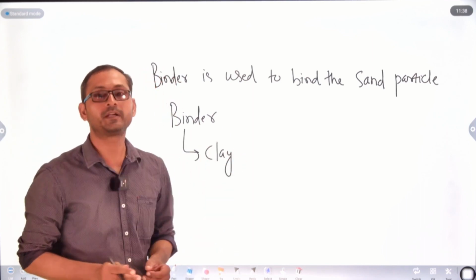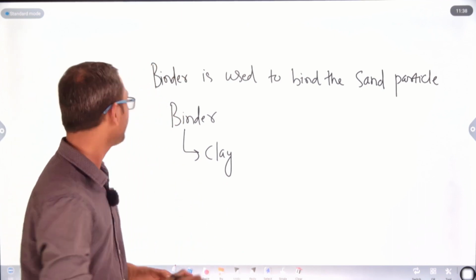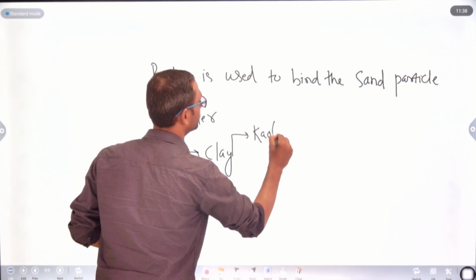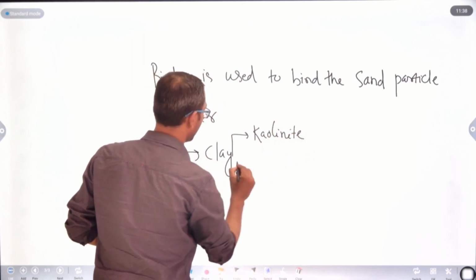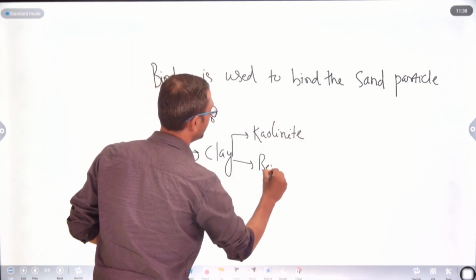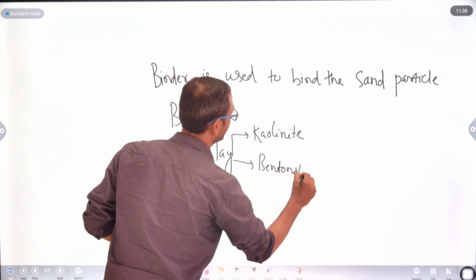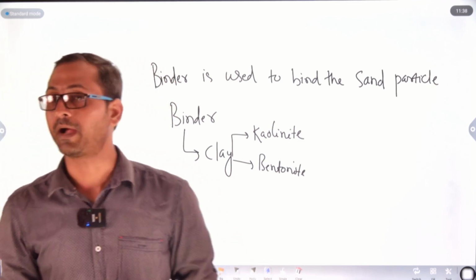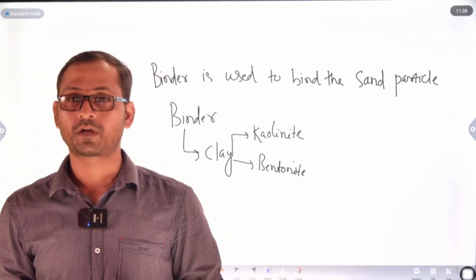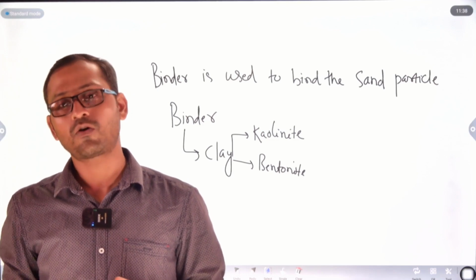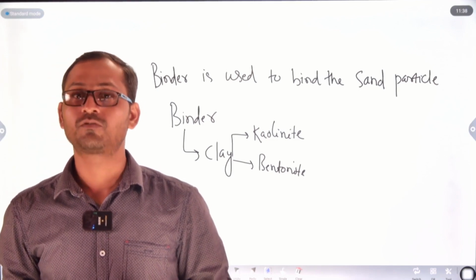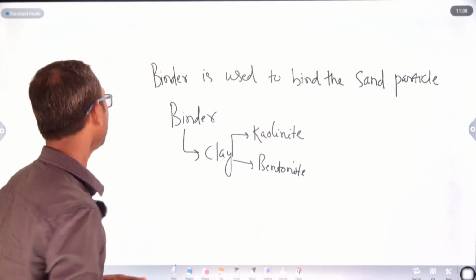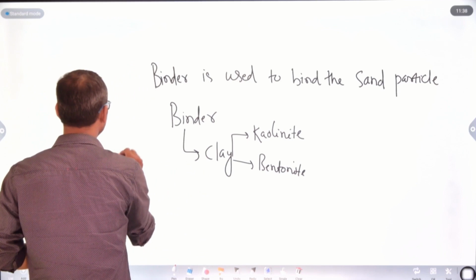Now clay is of many types. Specially, one is kaolinite, another is bentonite. These are the two types of clays. This is called your binder. So we have taken the molding sand, silica or zircon, whatever you choose. Then you take the binder, maybe kaolinite or bentonite. Then we go to your additives.